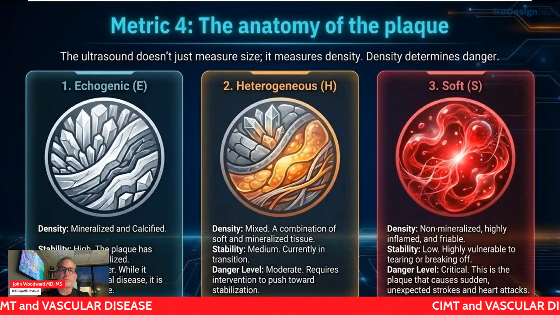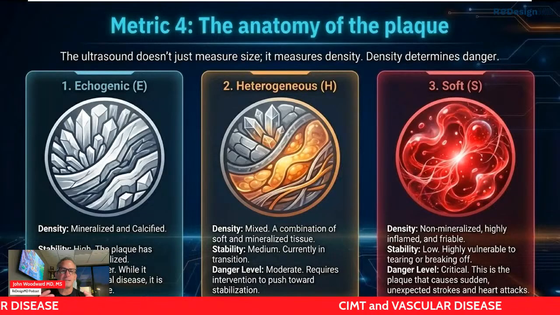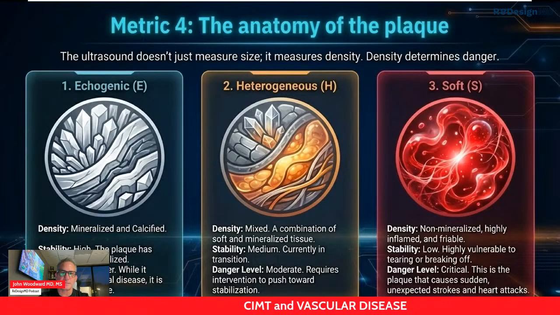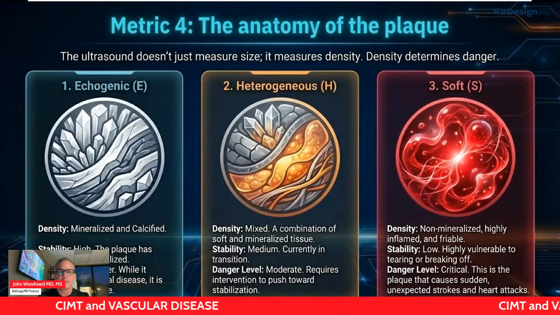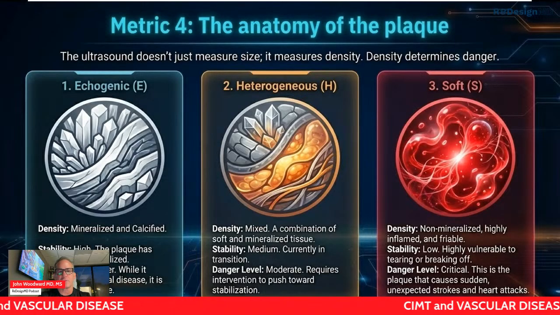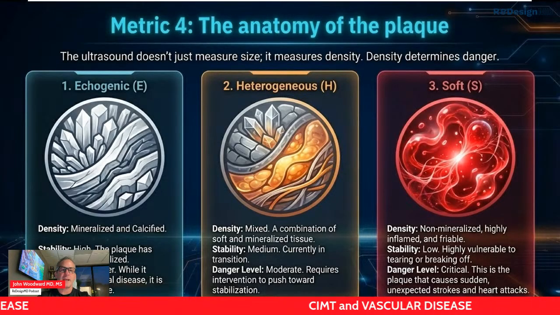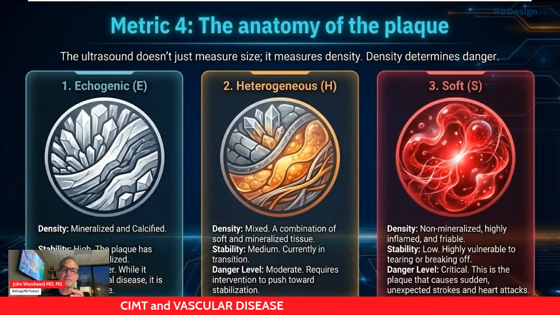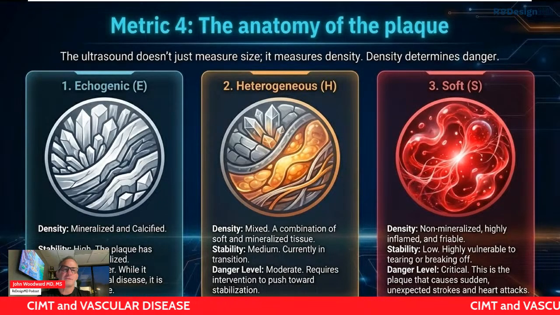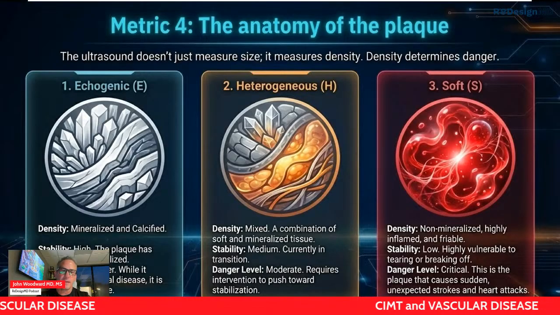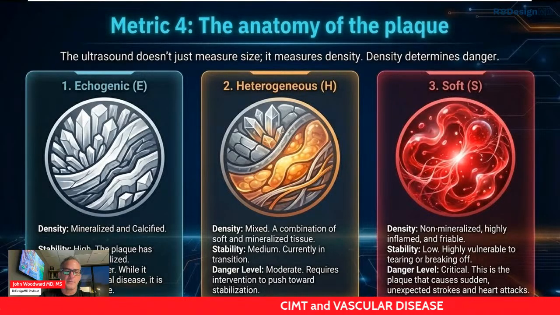So another beautiful thing that a CIMT, a carotid intimal medial thickness test, does is it looks at the quality of the plaque, the anatomy of the plaque. When that ultrasound, those waves hit the plaque, does it echo back? Is it highly mineralized and calcified plaque? If so, that's the safest of the plaque. That's a very stable plaque that's not going to easily break off and lodge downstream and cause a stroke or a heart attack.